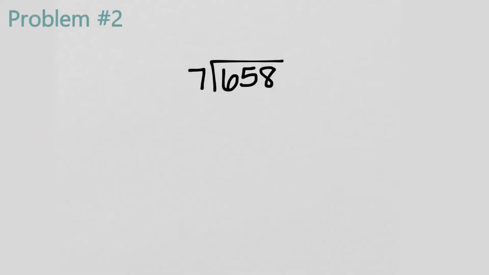Problem 2. 658 divided by 7. Our dividend is 658, our divisor is 7, and our quotient will be our answer. How many times can 7 go into 6? 0 times. If you want, you can do minus 0 because we haven't taken anything away, and bring down your 6 and your 5.